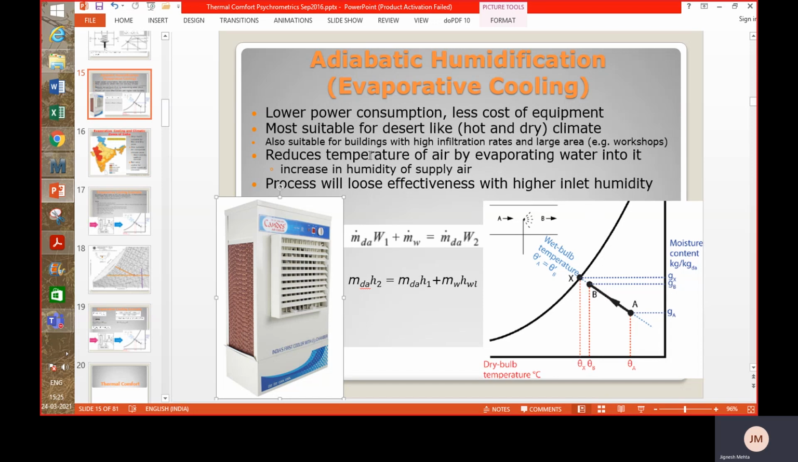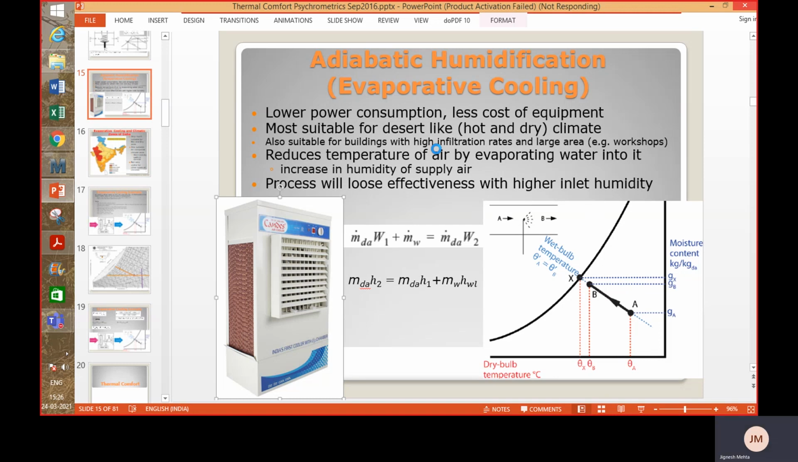This process is also suitable if you want to provide air conditioning in buildings with high infiltration rates, right? That is, the building is not tightly built, and the outside air is coming freely into the building. In that case, you cannot afford to have a mechanical compression based cooling system. And when the areas are large, for example, in workshops, it's generally not affordable to go for a mechanical compression based cooling system. And in that case, one might prefer to have an evaporative cooling system.